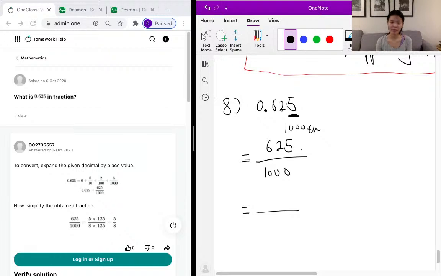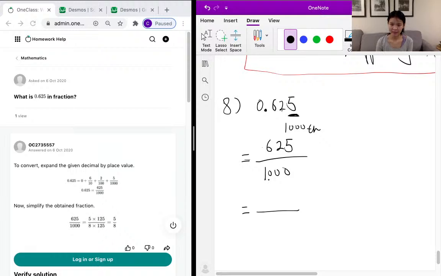Just make sure that after each step, you double check the greatest common factor of the numerator and the denominator, and make sure that their greatest common factor is 1, so that we don't need to further simplify the fraction.